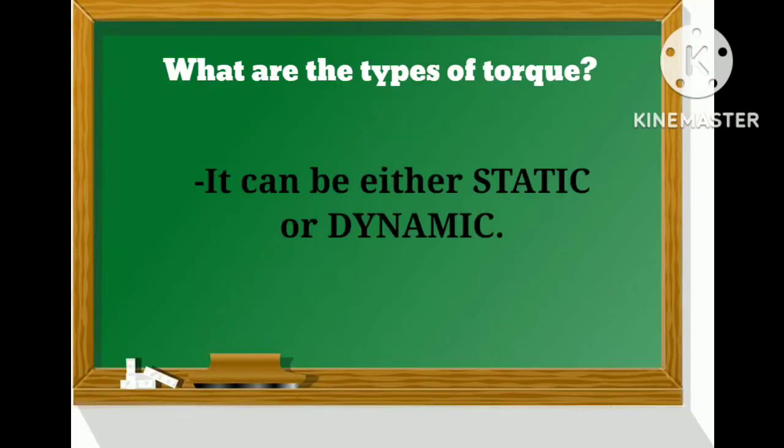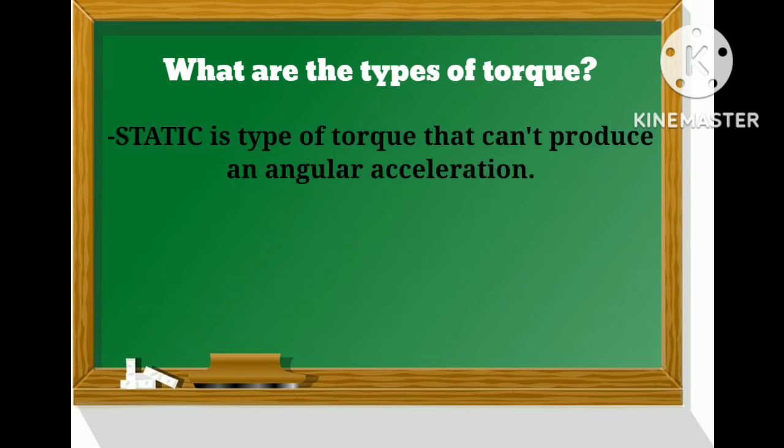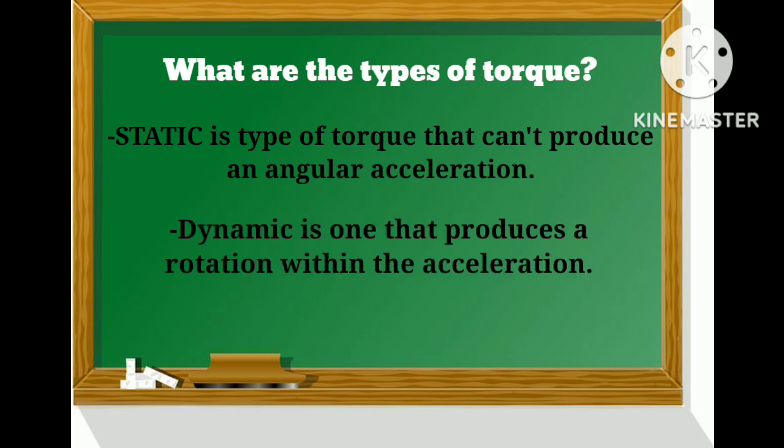It can be either static or dynamic. Static is a type of torque that cannot produce an angular acceleration. Dynamic, on the other hand, is the one that produces a rotation with acceleration.